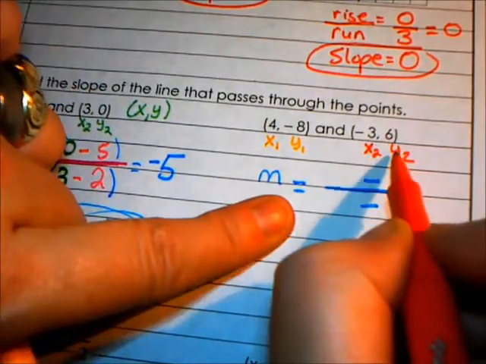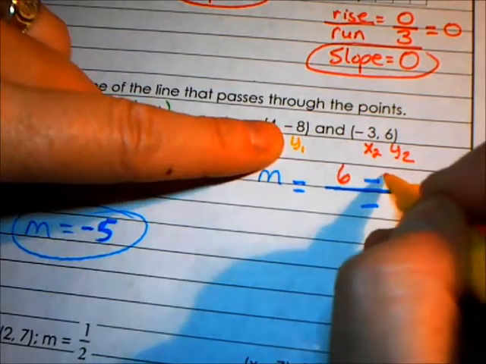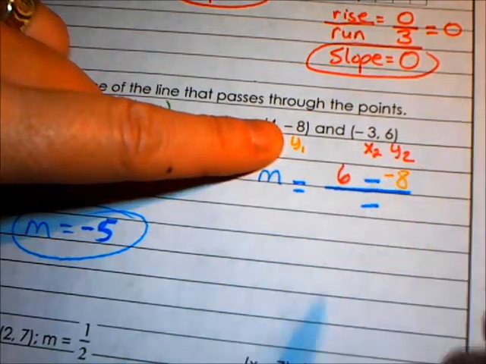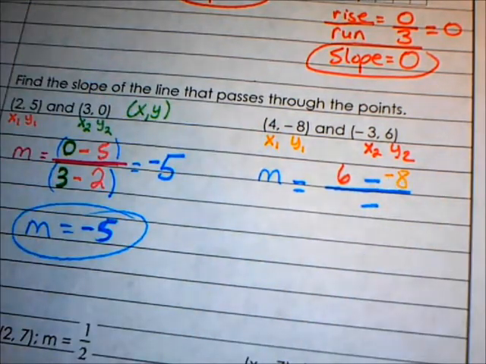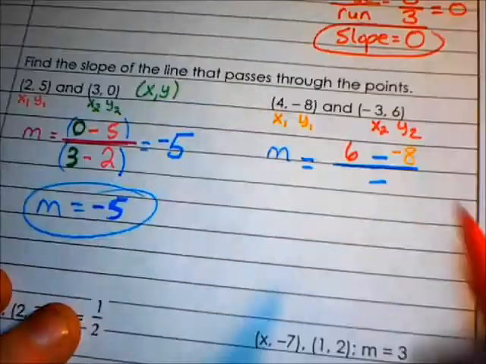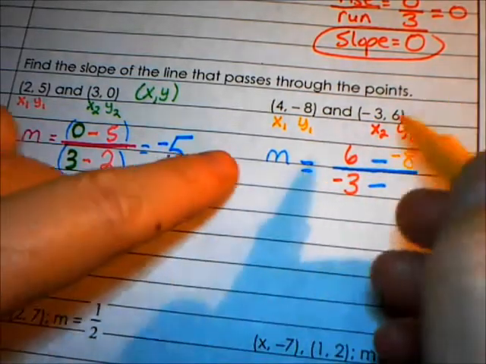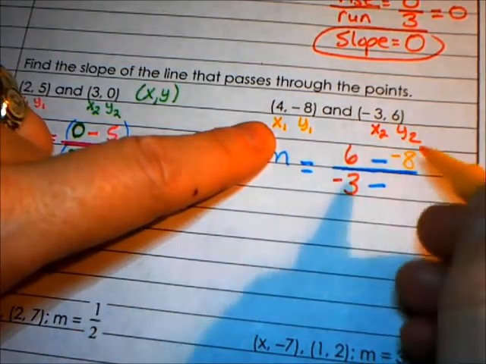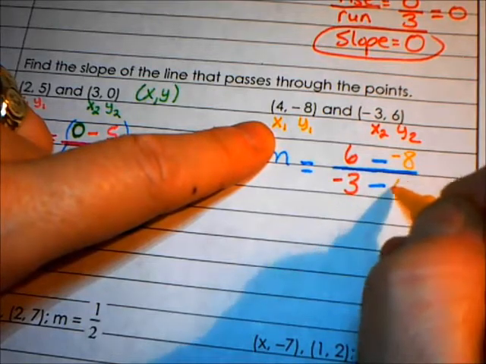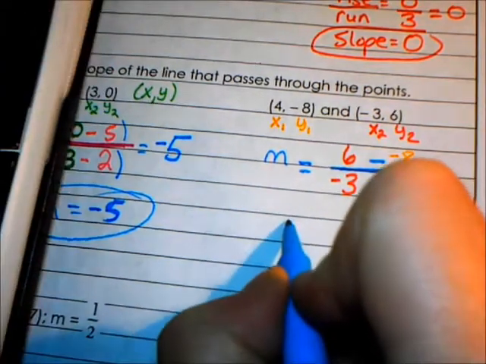y2 is 6. y1 is -8. In the denominator, it has x2 minus x1. x2 is -3. x1 is 4. Okay, so here we go.